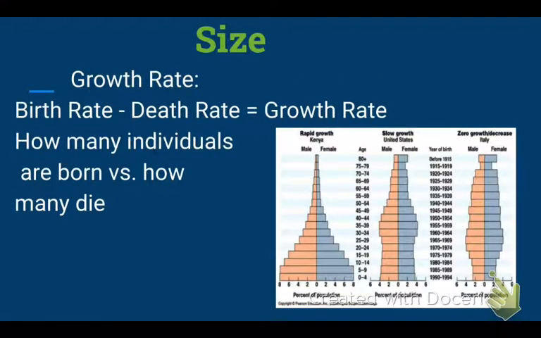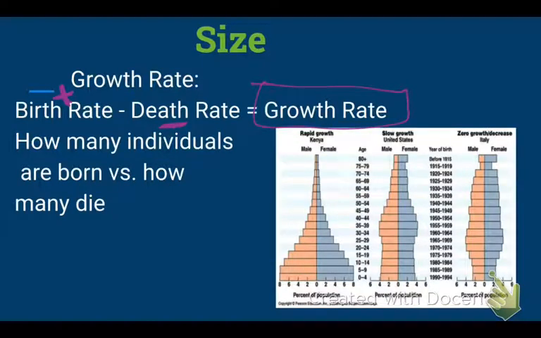So then your growth rate. This is what's going to affect the size of your population or determine the size. You have your birth rate minus your death rate equals your growth rate. So how many individuals are born versus how many individuals die. When you're looking at the size of your population, you are constantly adding more species into that population by the birth rate. So that's going to be adding. And then your death rate is subtracting. And that's what together creates that growth rate.